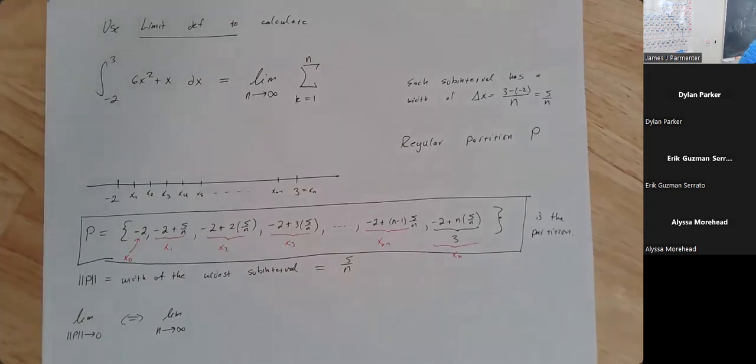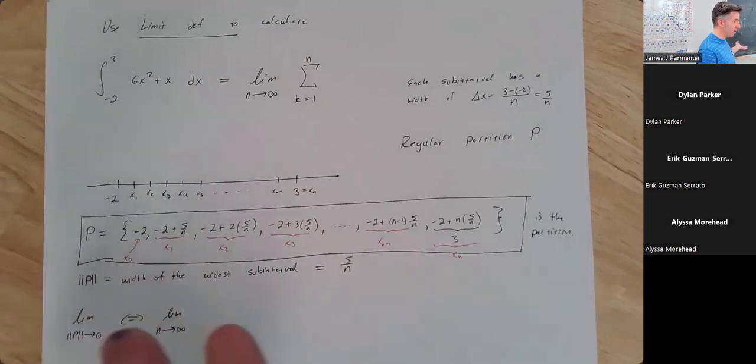Oh well. You can pick a different partition where things are not equally spaced out, as long as the widest one is still going closer and closer to 0. That's all we need. We need all the subintervals to get narrower so that our approximation isn't off by some large amount.